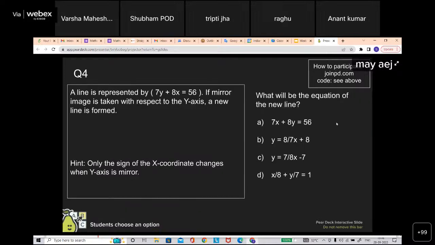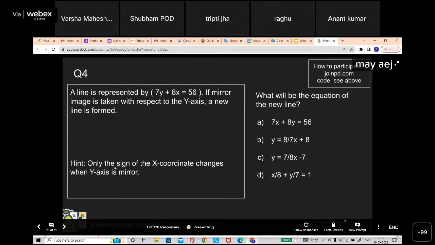It is interesting. A line is represented by this. Okay, equation of a line is given. If the mirror image is taken with respect to y-axis, a new line is formed. Okay, what will be the equation of that line? So the hint is, one tutorial has already discussed what is going to be the mirror. So only the sign of the x coordinate changes when the mirror is taken with respect to y axis.